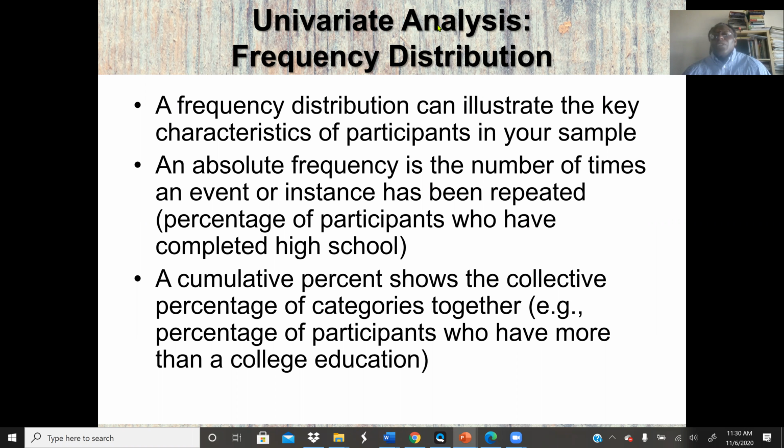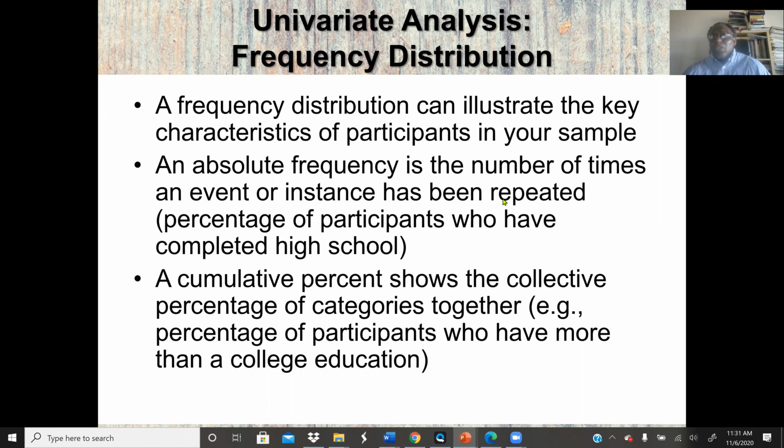So again, frequency distribution is used to organize our data, making it easy to access any tally or any category of patients, products, etc. in the data set. So here we say frequency distribution can illustrate the key characteristics of participants in your sample. An absolute frequency is the number of times an event or instance has been repeated. So that will be the total tally.